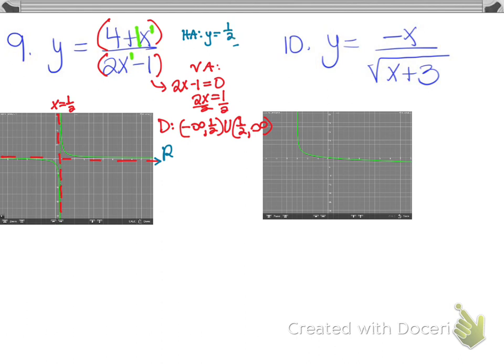That's that value right here. So it's actually splitting the graph at y equals a half. So that's the one value that's not in the range. So it's going to include up to 1/2, but not including a half, and then 1/2 and up to positive infinity. Okay. So that would be our range.